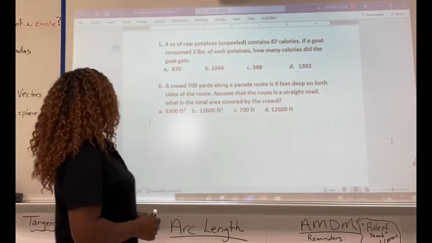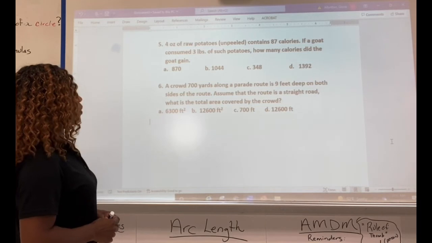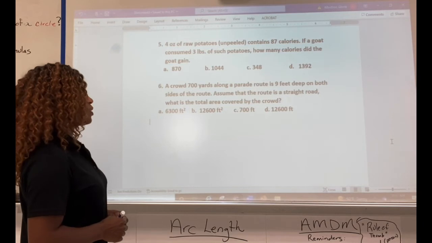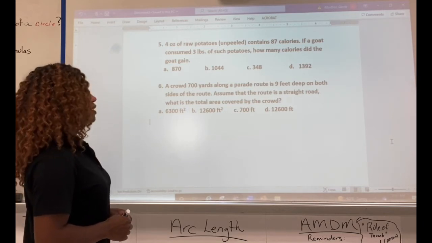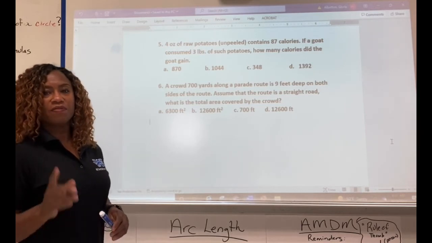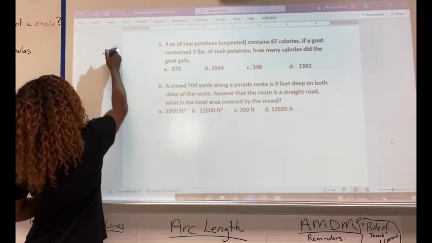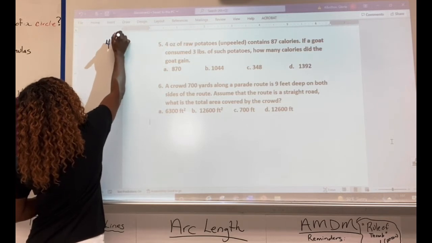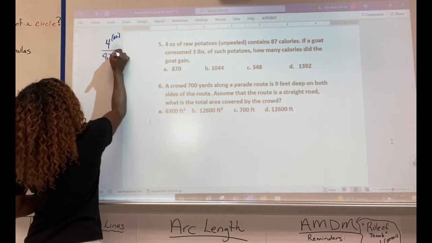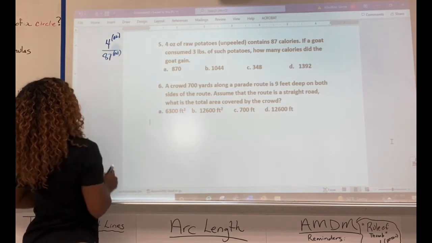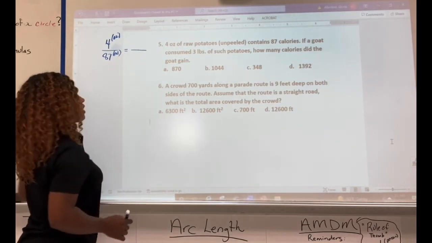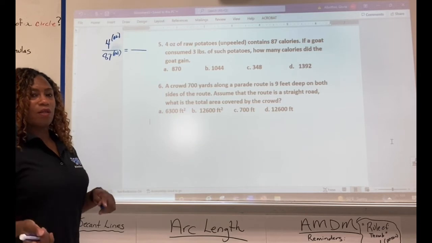Number 5, 4 ounces of raw potatoes unpeeled contains 87 calories. If a goat consumed 3 pounds of such potatoes, how many calories did the goat gain? So let's look at the proportion that we have. Here we're going to set up a proportion and solve it. The first ratio that I notice is that we are given that there's 4 ounces of raw potatoes contains 87 calories. Now that means that when we set up our second ratio, we want to be consistent and stay with ounces on top and calories on bottom.